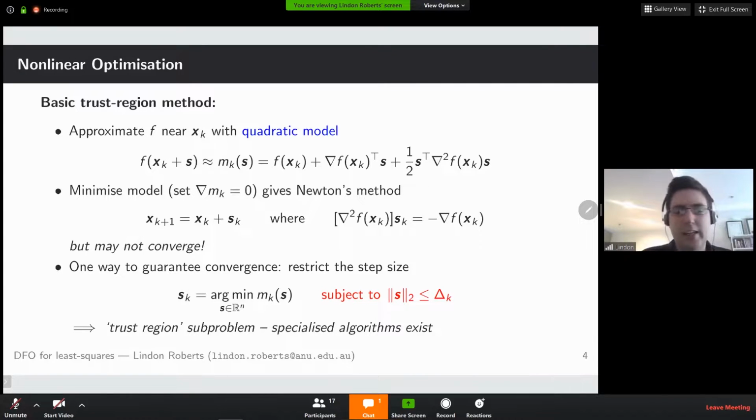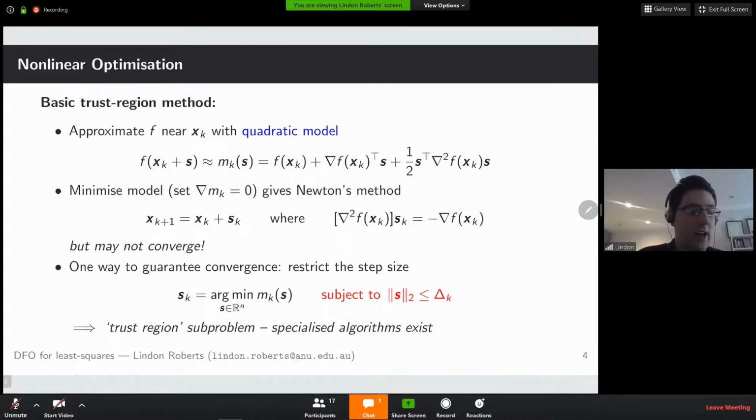As I've written here, one of the first drawbacks that you'll come across very quickly is that this method may not converge. There's a couple of reasons for this, the most notable being that this linear system that you're trying to solve might be singular. There's no reason that your Hessian matrix should be invertible at any point. So you may not actually be able to find an s that satisfies that linear system.